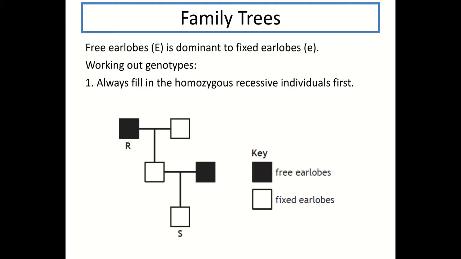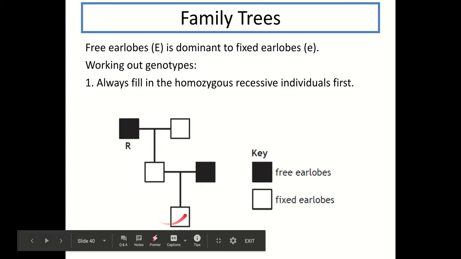Now, the first thing to point out is that working out an individual phenotype from a family tree is really easy. Any family tree in a test or exam will be colour-coded by phenotype. So here on the right-hand side, there will usually be a key. That key says any individual shaded in black has free earlobes and any in white has fixed earlobes. So if a question asked to give the phenotype, for example, for person R, we know right away they're shaded in black, so their phenotype is free earlobes. And if we're asked about person S, well, they're white, so fixed earlobes. So phenotype questions from family trees are really easy. You basically just look at the key and read off the colour.